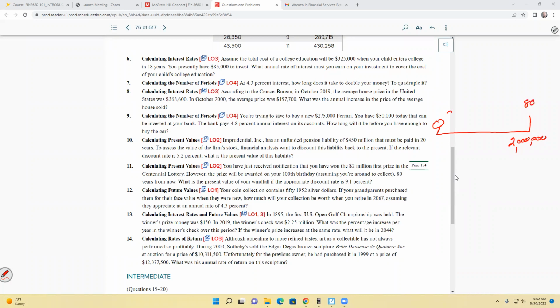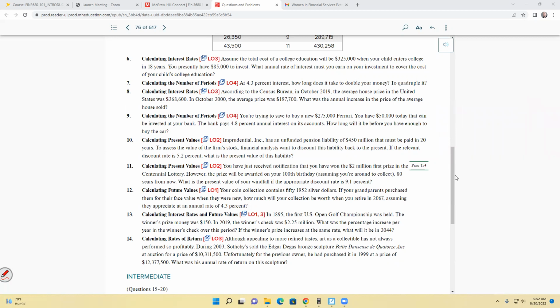At 9.1% interest, how much did you actually win? $1,880. There you go. Okay, everybody good there? Rocking and rolling. 1,800 bucks. You just gotta wait 80 years to collect the million or 2 million.